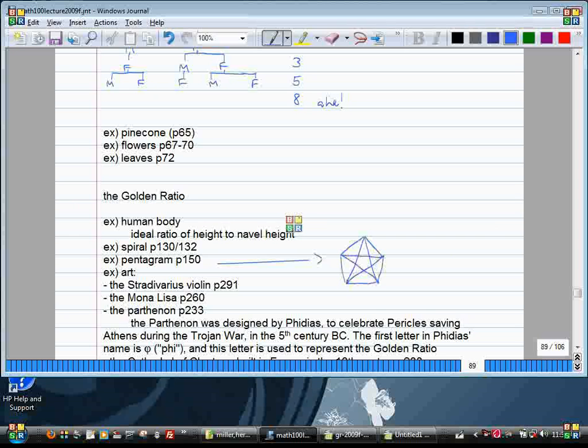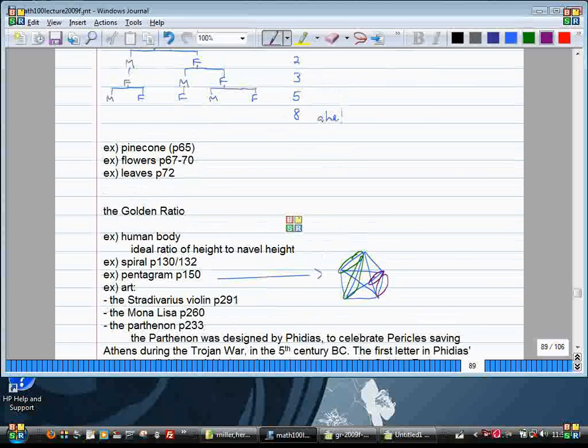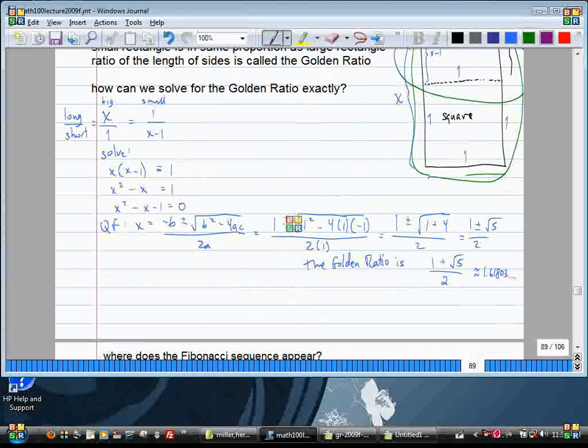Okay. Now it turns out that the ratio of this side to this side is the golden ratio. But wait, it gets worse. The ratio of this side to this side, also the golden ratio. But it's not half. It's exactly 1 plus the square root of 5 over 2, or 1.61803. It's exactly that ratio.